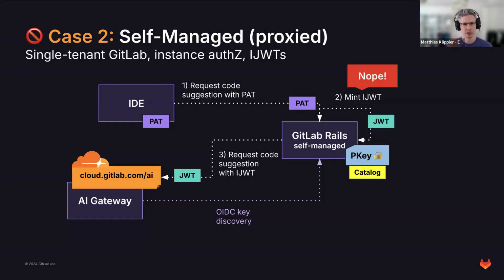If I were to just supplant this architecture into self-managed, you get a problem with trust boundaries. The reason is that we cannot trust a private key that is deployed with a self-managed instance, because it can be tampered with. The customer then holds the keys, and we cannot just swap that for a token that allows the customer to make requests into a GitLab hosted AI gateway, right? So this is not going to work.